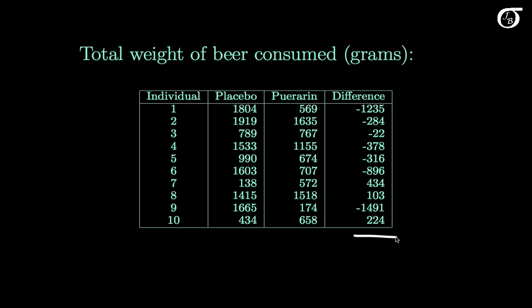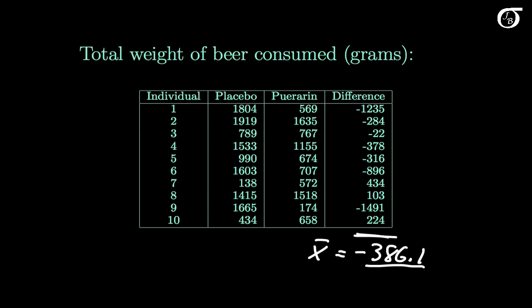And now these 10 differences represent our single sample, and we're going to use one sample t procedures to analyze these differences. If we took the mean of the differences, we would see that x bar is equal to minus 386.1 grams. That is very roughly 1 beer. So in this experiment, on average, people taking the puerarin drank 1 beer less than when they took the placebo.